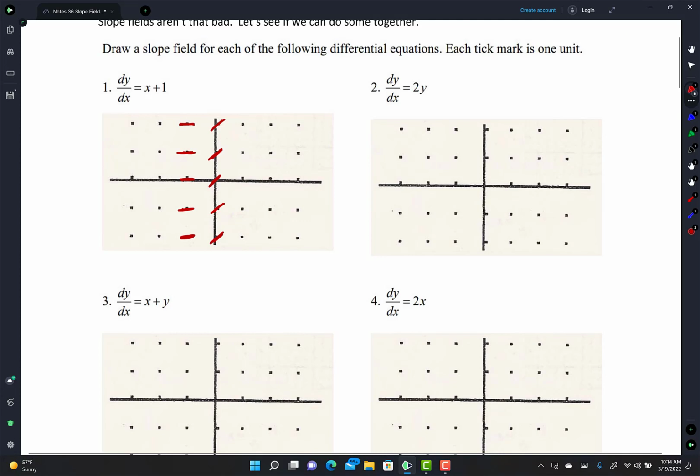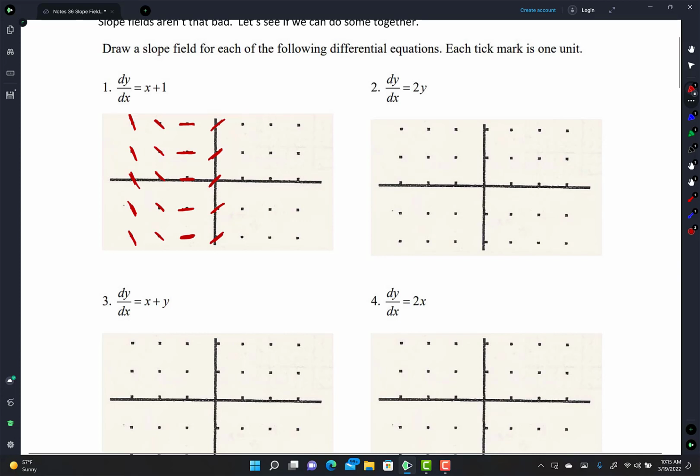Now when x is negative 2, what's negative 2 plus 1? Negative 1. So make it look like a negative 1. Negative 1, negative 1, negative 1. And then when x is negative 3, negative 3 plus 1 is negative 2. It's aiming towards this one for a slope of 2, right? Negative 2, negative 2, negative 2. Make it look steeper than the previous one. All right, let's keep going.